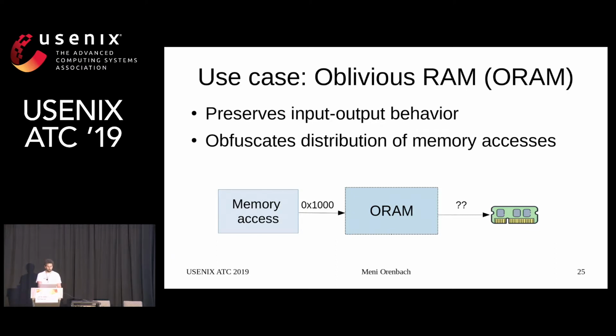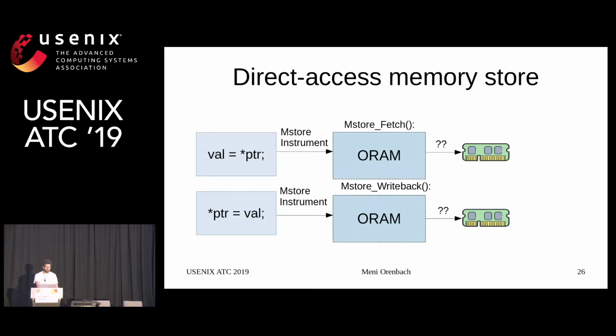Let's take a look at the oblivious RAM, or ORAM. ORAM is a well-established security primitive that preserves the input-output behavior of algorithms while obfuscating the distribution of memory accesses, such that it hides them from potential adversaries. People have shown that you can use it in applications by modifying their memory access to use it. With CoSMIX, it's much easier.